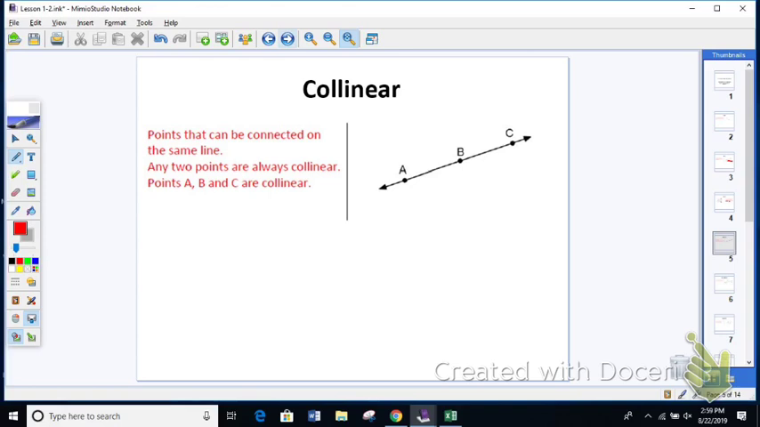Next word is collinear. We said collinear points are points that can be connected on the same line. If we only have 2 points, any 2 points are always going to be collinear. If I have 2 dots, I can always make a line through those 2 dots. So in this example here, those 3 points, A, B, and C, are collinear.